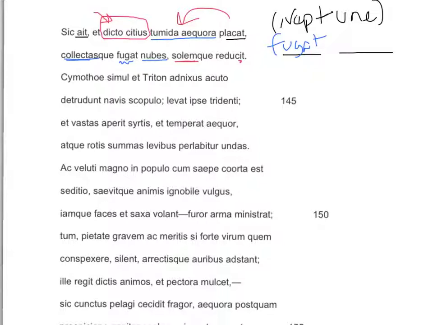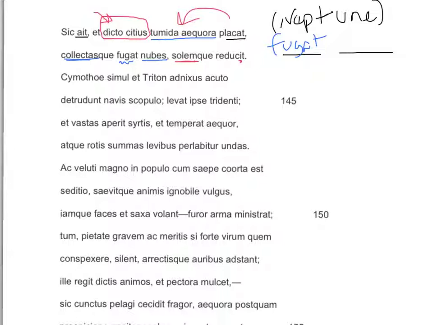Cymothoe simul et Triton adnixus acuto detrudunt navis scopulo, levat ipse tridenti, et vastas aperit Syrtis, et temperat aequor, atque rotis summas levibus per labitur undas. Really, Virgil? Do we need to make a whole sentence 4 lines long? Don't freak out. We are Latin geniuses, and anybody can do this, including us.